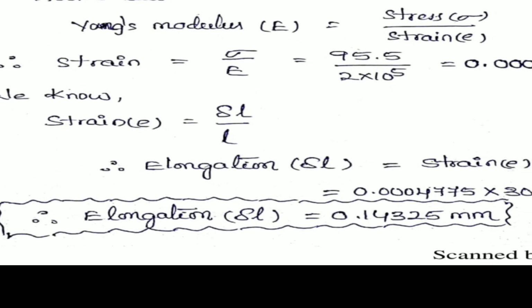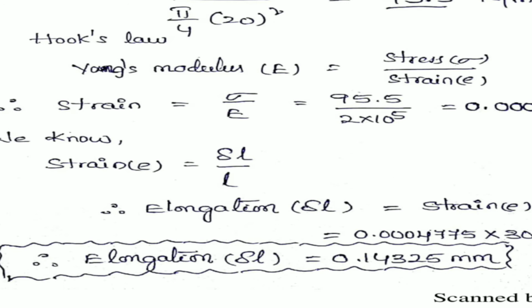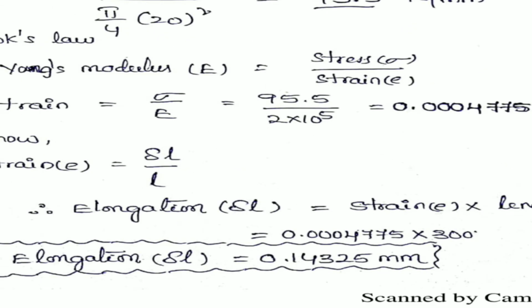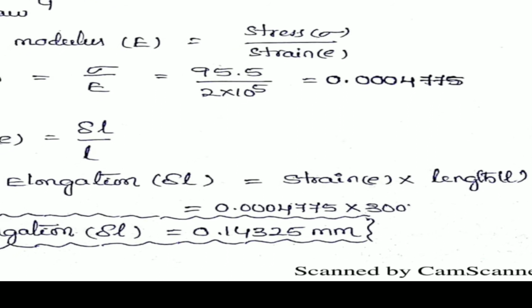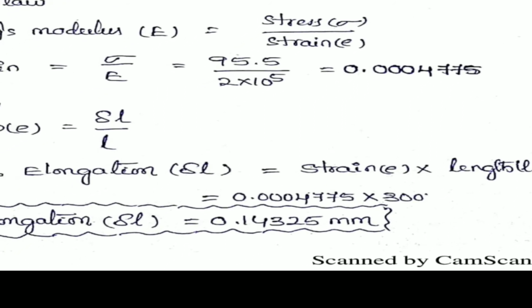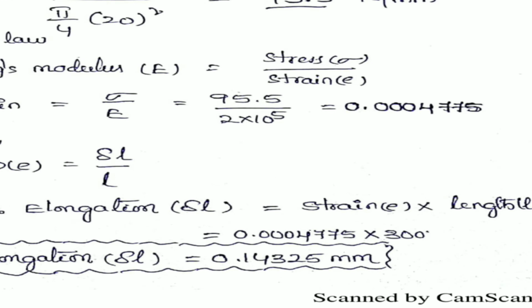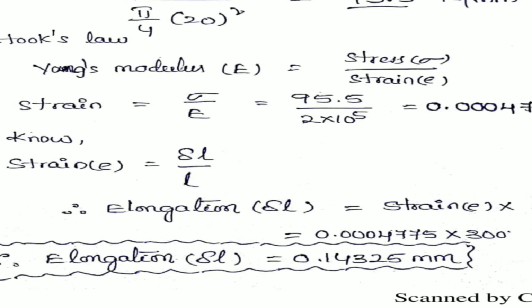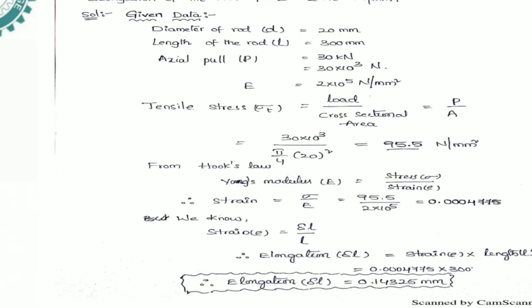Strain e is equal to change in length by original length, that means delta L by L. Finally, elongation delta L is equal to strain e into length L, that is 0.000475 into 300. Finally the total elongation delta L is equal to 0.14325 mm. This is the answer for the above problem.